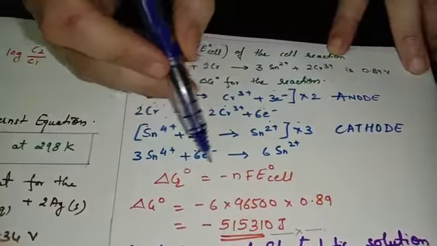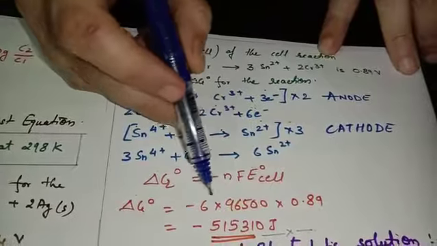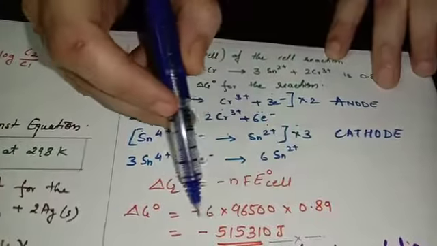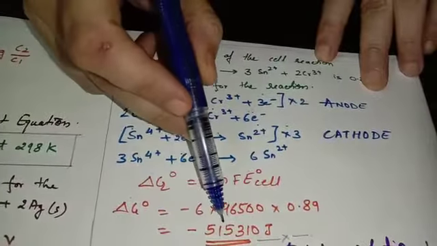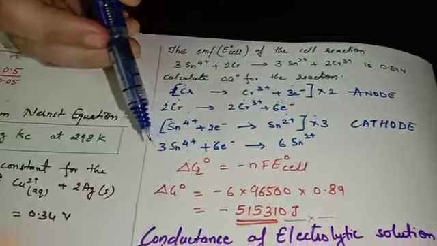The formula is del G naught is equal to minus nF E naught cell. So del G naught is equal to minus 6 into 96500 into 0.89, which comes to be minus 515310 joule. So as the del G value comes to be negative, that means the reaction is possible. In this form you can calculate the value of Gibbs free energy, equilibrium constant or reduction potential for a half cell or complete cell with the help of the Nernst equation.